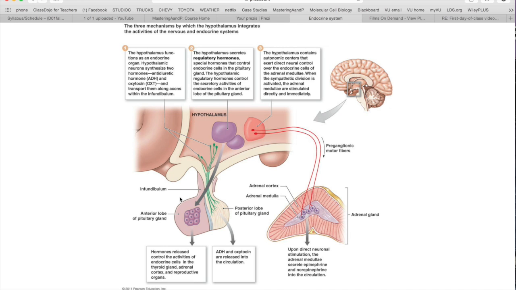And then the third way is that it contains nerves. These nerves go to the adrenal gland, and they can cause the release of epinephrine and norepinephrine. So it's an endocrine organ, so it produces hormones. It also secretes regulatory hormones, and then it can use nerves to cause the release of still more hormones.